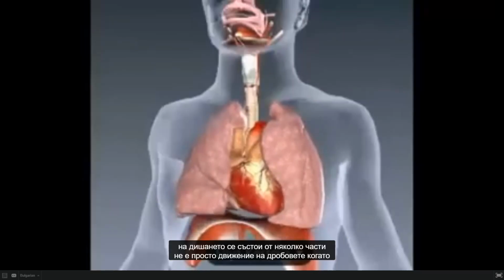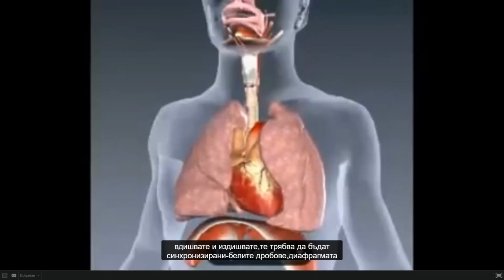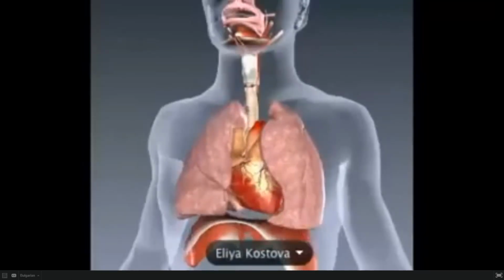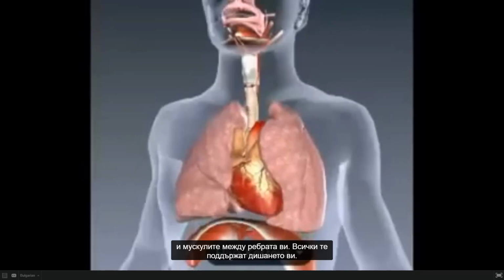Correct. The movement of breathing has several parts. It's not only that the lungs move, breathe in, breathe out. They have to be synchronized: the lungs, your diaphragm, and the muscles between your ribs. They work all together and support your breathing.